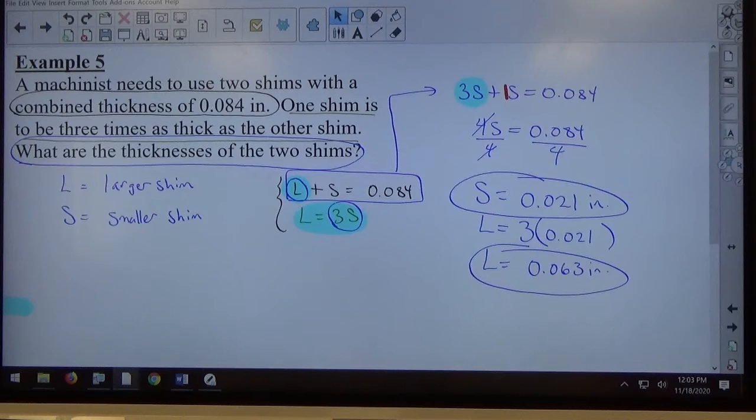So if I have two unknowns, I need two equations to be able to solve unless I'm told something else. So expect problems of that variety to show up tonight.